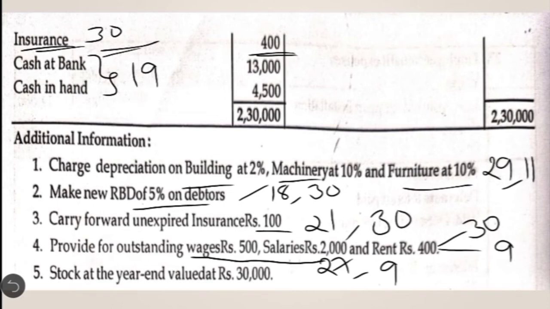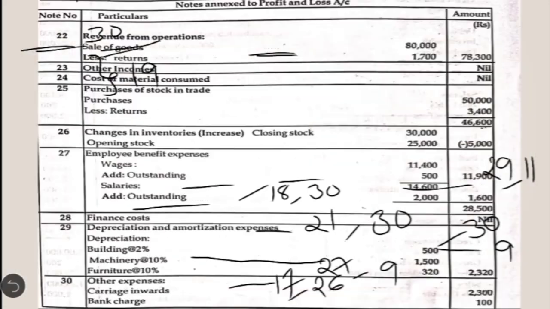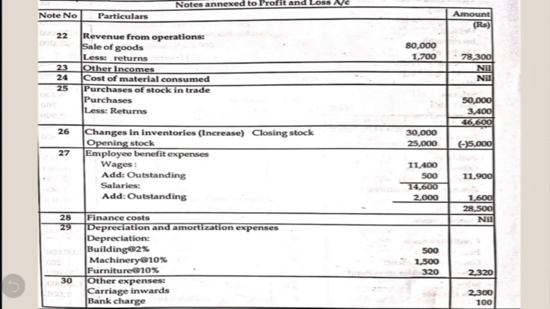Then stock at the end of the year valued at rupees 30,000, this is the closing stock. Once we are going to show in note number 17, that is inventories. One more time we have to show in note number 26, that is changes in inventories. So these are the various adjustments we have in this question. So let us take up the first step, that is showing the various notes relating to profit and loss account.